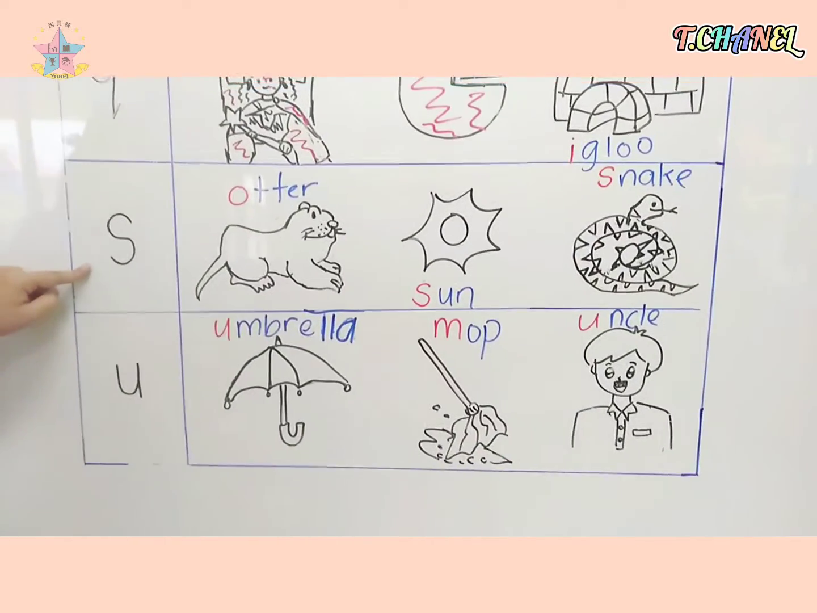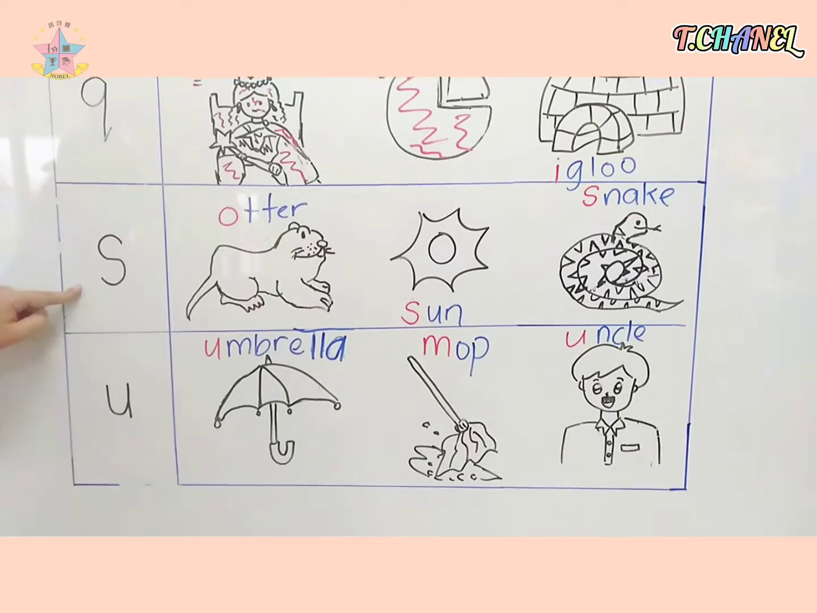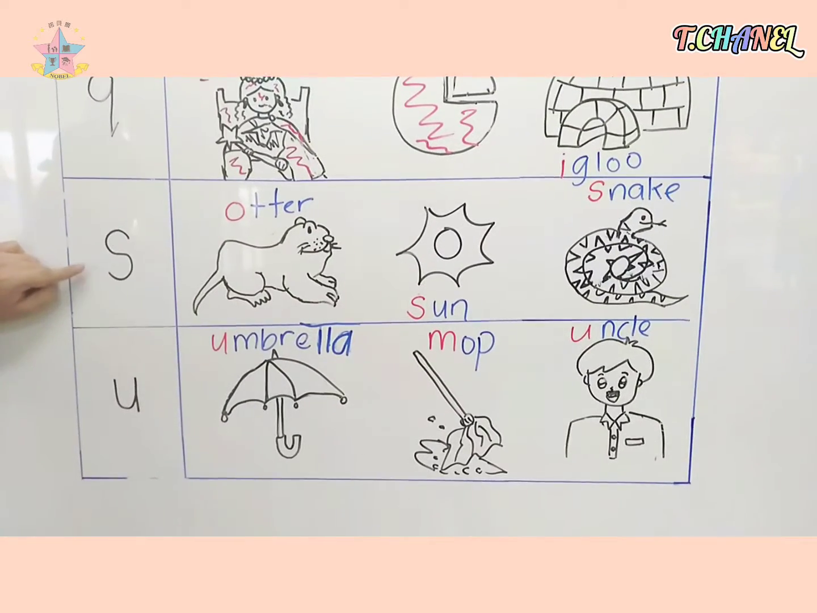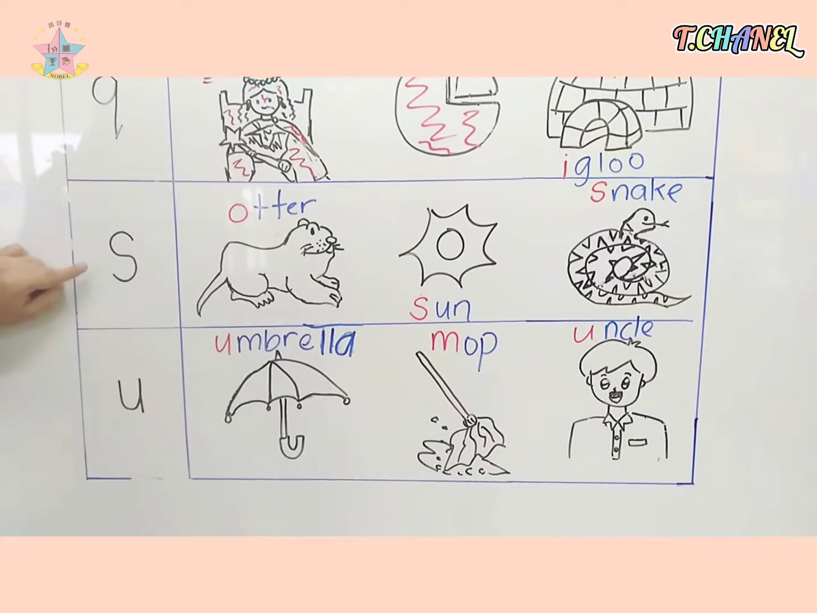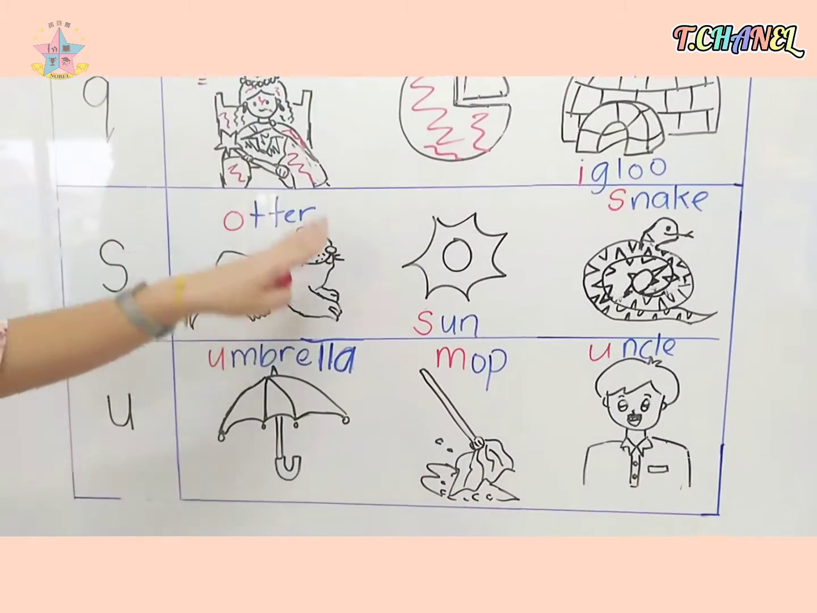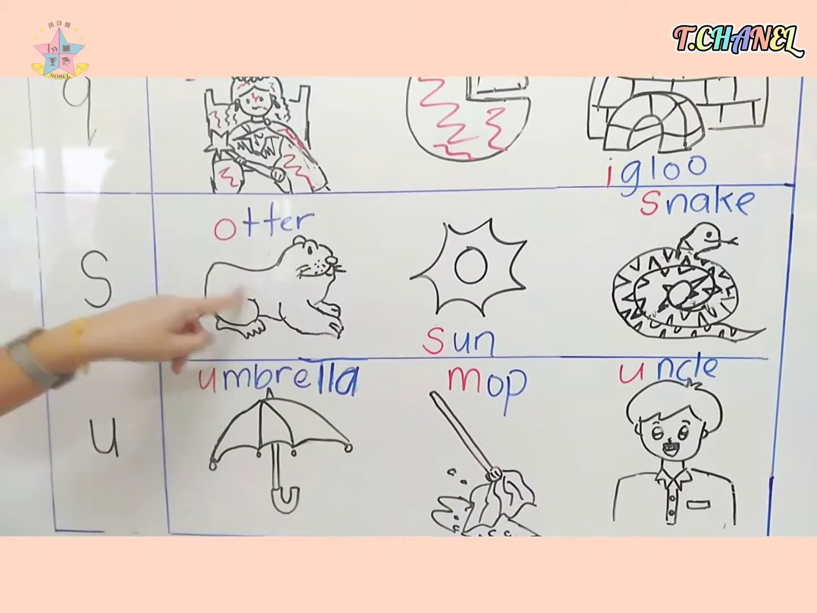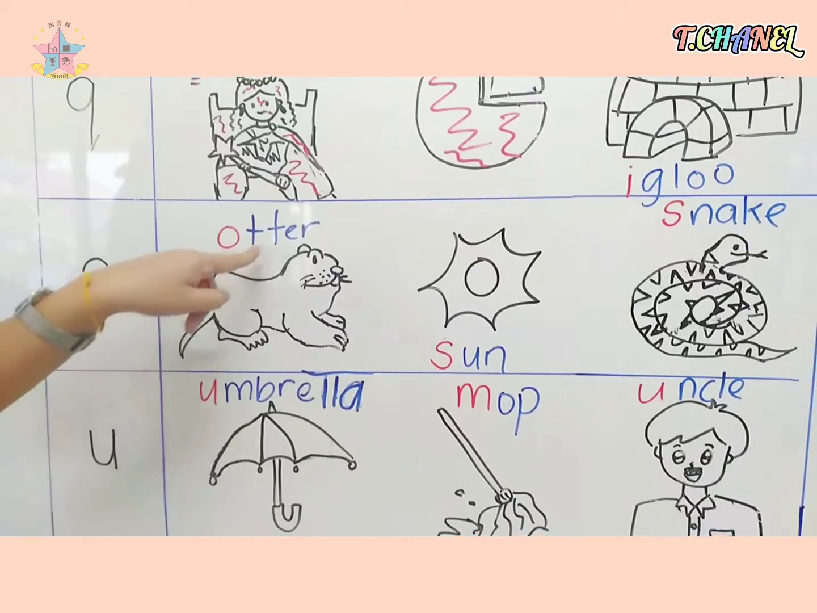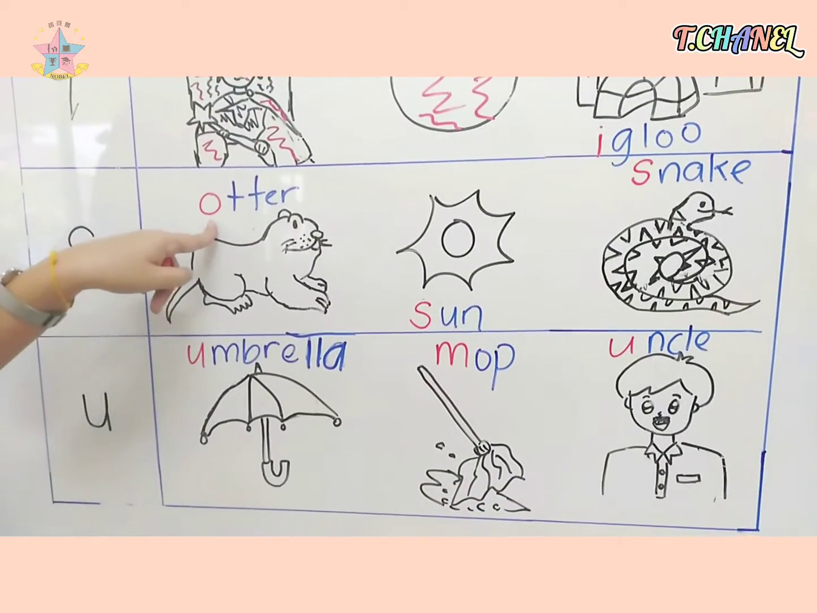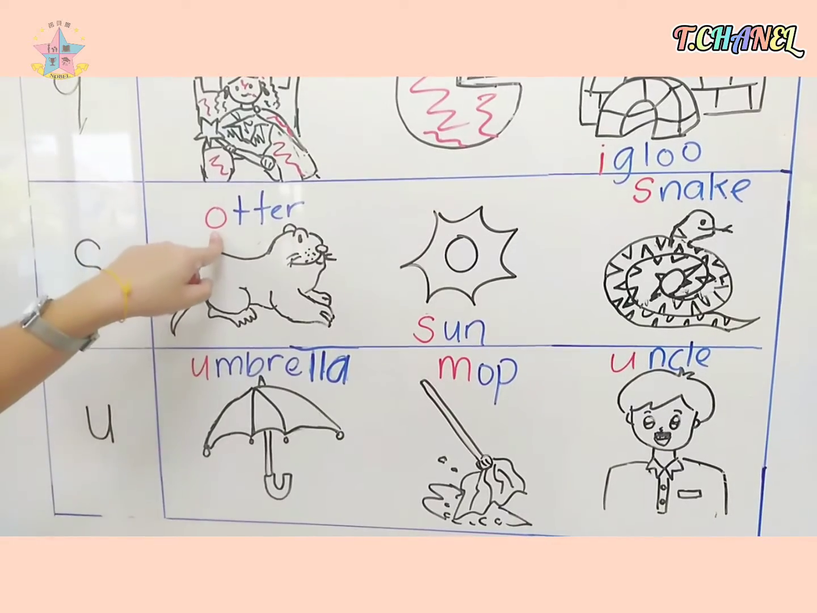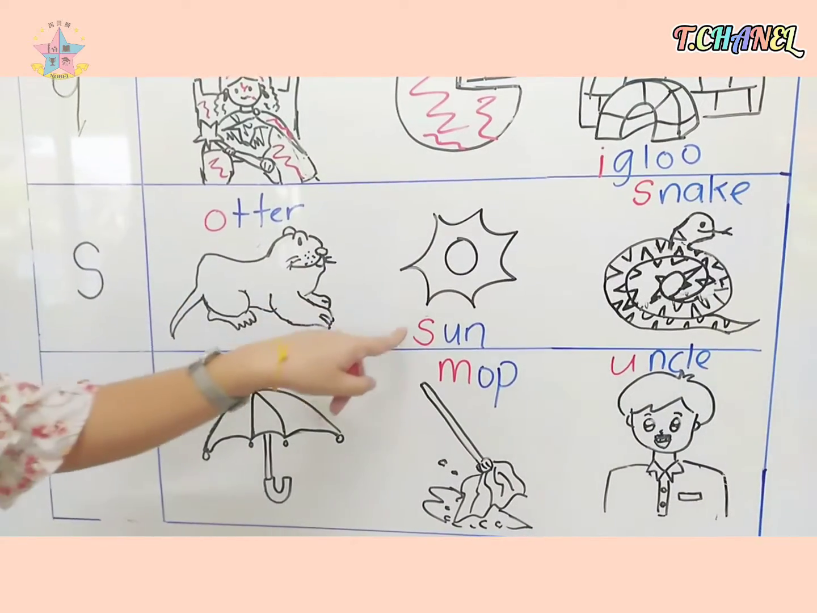What letter is this? This is the letter S. What is the sound of S? S. Okay. What picture is this? This is called otter. O of otter. O of otter. Is this letter S? No, so don't color.